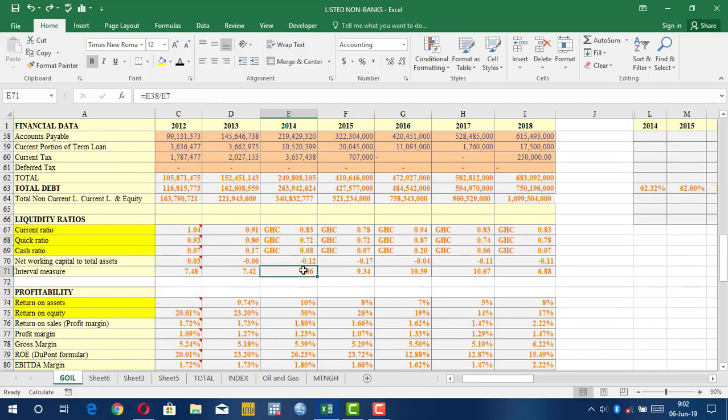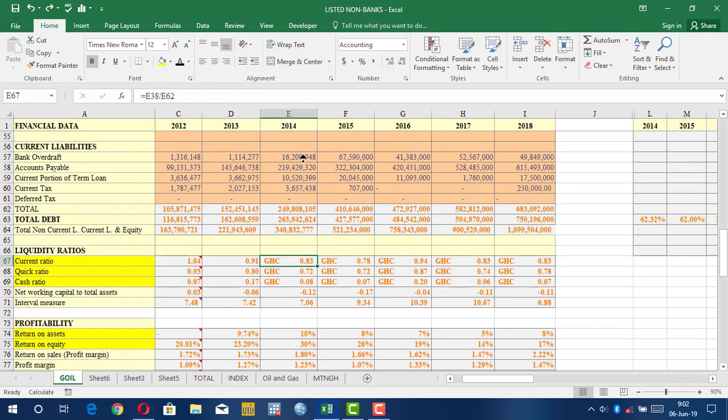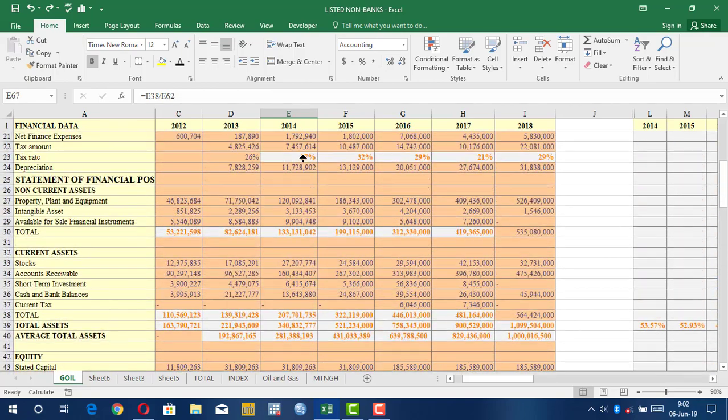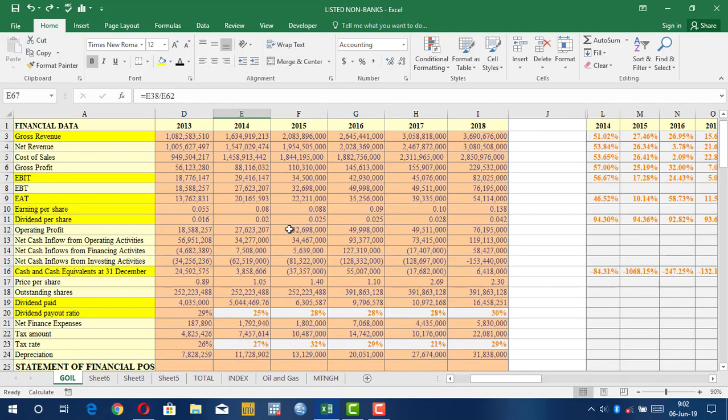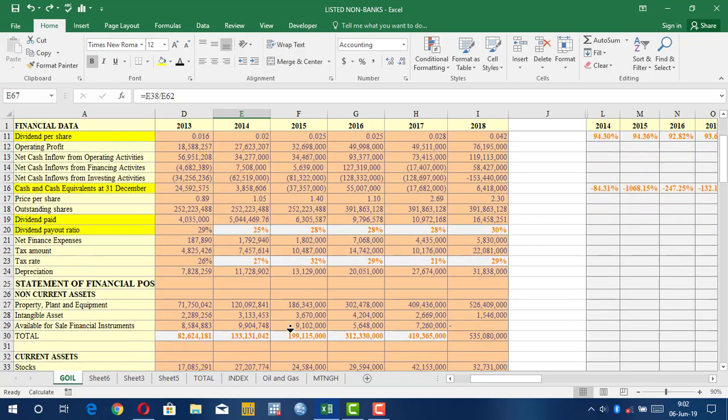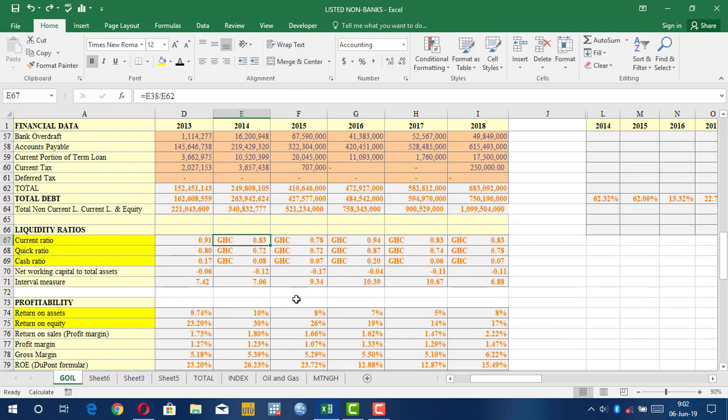Our previous analysis on GOIL as a listed company on the Ghana Stock Exchange focused more on their growth rates in terms of revenue, dividends, earnings, and cash and cash equivalents at the end of the period. Today our focus is going to be on ratio analysis. We are going to use ratios to analyze the company to know how it is performing.